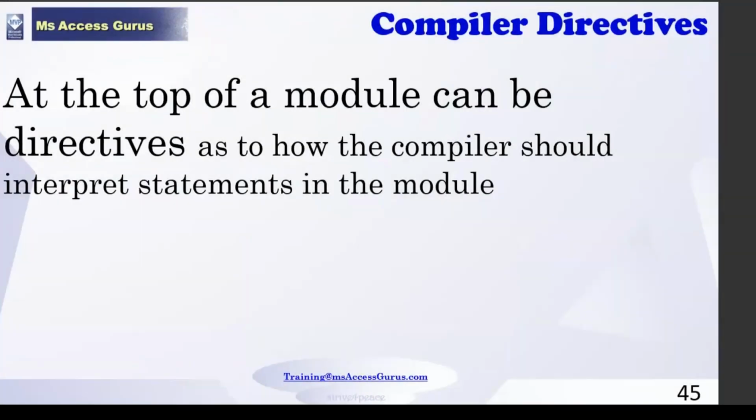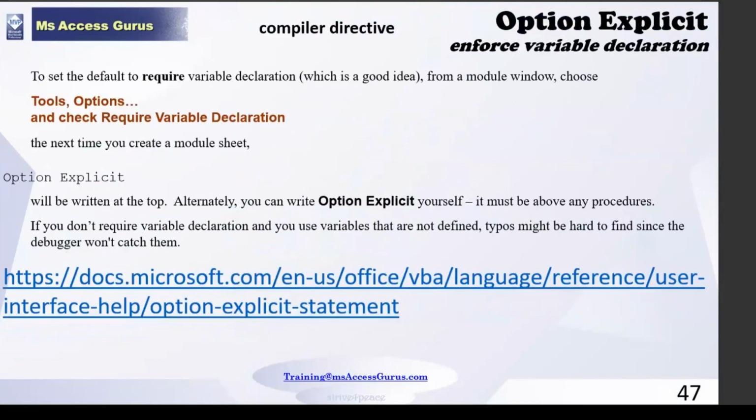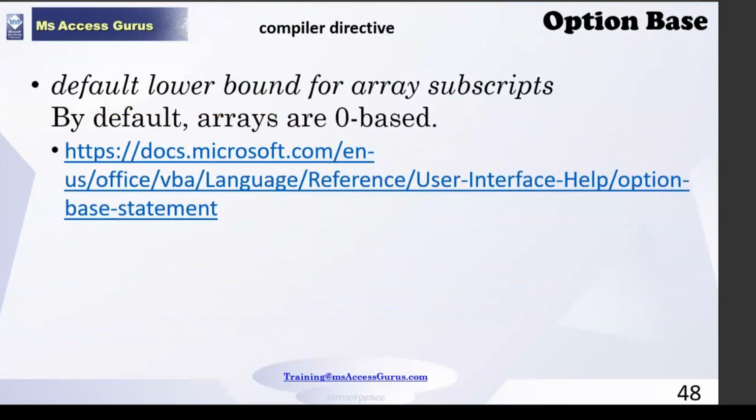At the top of a module, we have compiler directives, and they tell the compiler how they should interpret statements. So for instance, all Access databases say Option Compare Database at the top, all the modules. And what does that mean? It has to do with how strings are going to be compared. Now another one I like to add is Option Explicit to require variable declaration. There's an Option Base, so if you use arrays, by default the array will be 0 based, but you can change it to be 1 based or whatever number you want.